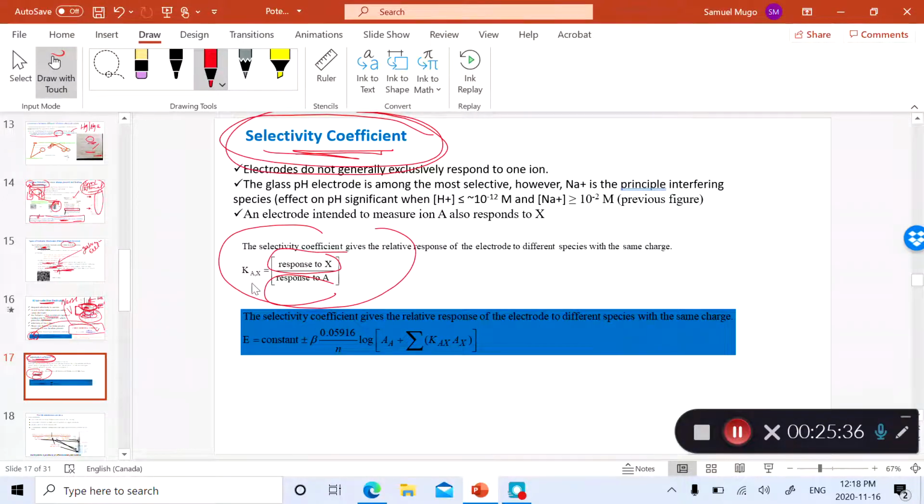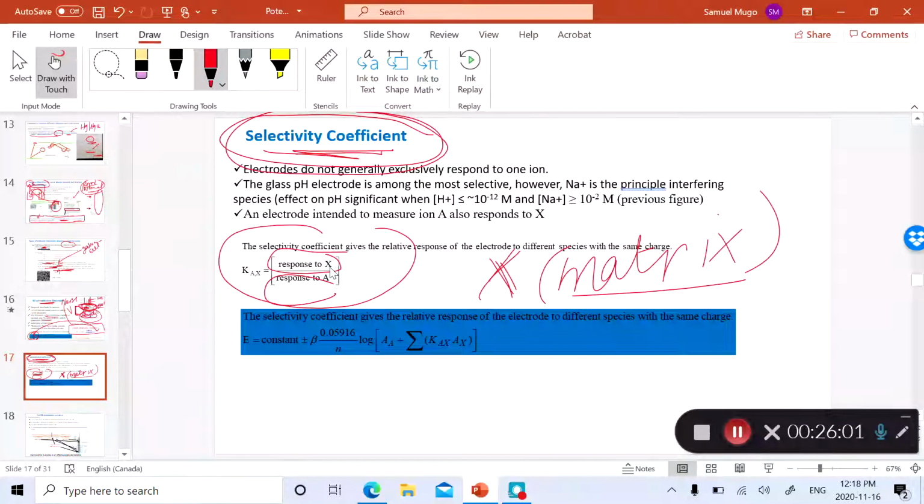Of course, ideally, we want the selectivity coefficient to be very, very close to zero, meaning the device is very, very responsive to the analyte and not to the matrix. So X here is the matrix, okay? But the point is, it's almost impossible to make a sensor that's completely, or 100%, selective to the analyte. So in some cases, there's always a little bit of interference.